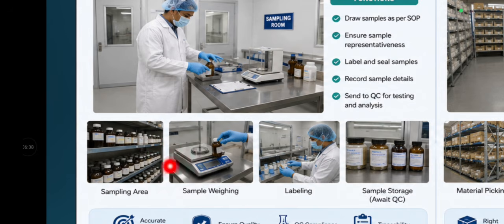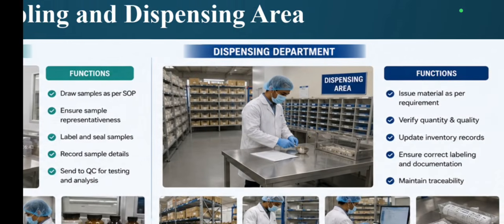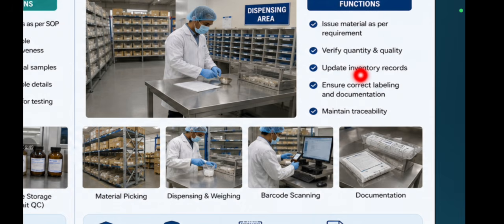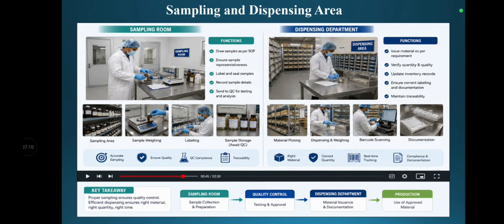Sampling area, then sampling, weighing, then labeling and the sample storage. Next is the dispensing area. From there, issue the material as per the requirement for the process, then verify the quantity and quality of that material, and update the inventory records. Next, ensure the correct labeling and documentation for that material, and maintain the traceability. So this is the material packing area, then dispensing and weighing activity, a barcode system also, and documentation. So these are the two different areas available in the pharmaceutical industry: sampling and dispensing.